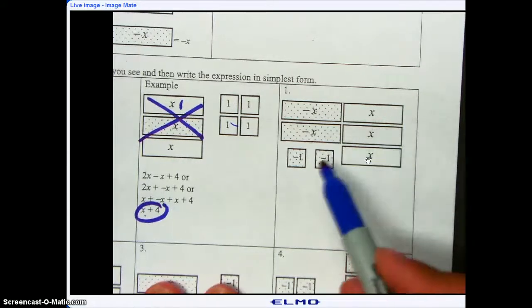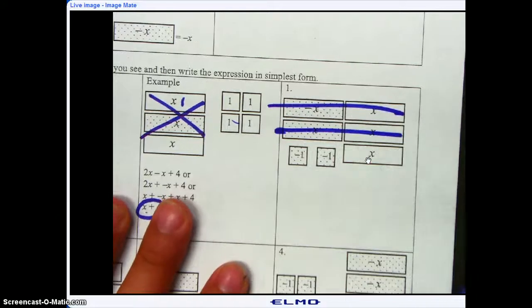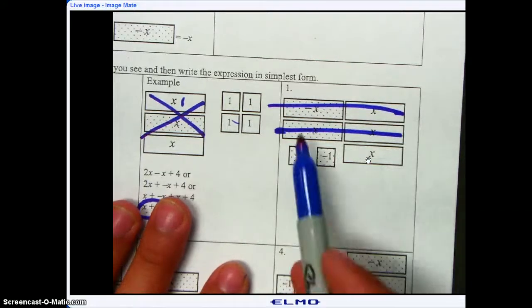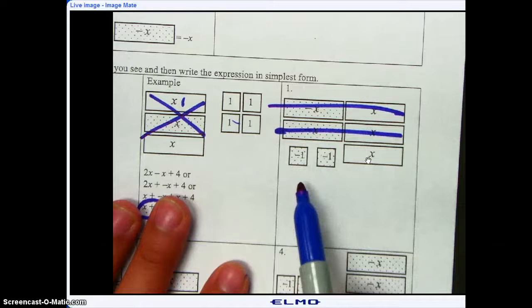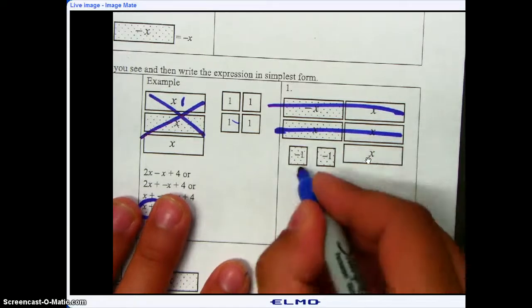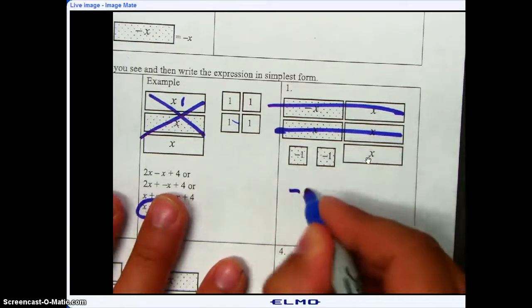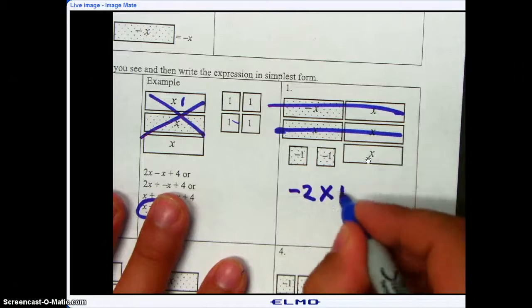With the x's, how many zeros do I have with the x's? 2. So I cross those out. Do I have any 0 pairs with the units? No, because there are no positives. So let's look. First, let's write out the model. We have how many negative x's? 2. So we have 2 negative x's. How many positive x's? 1.